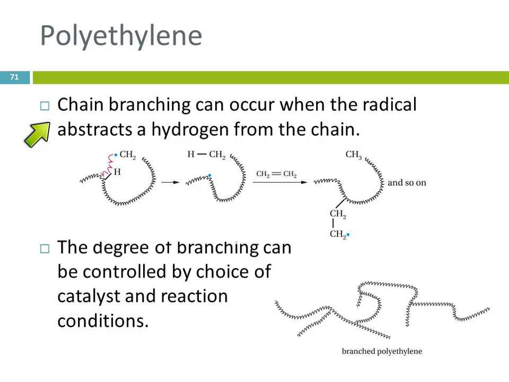You can get branching if the radical, which has always been at the end here, instead of attacking one of these ethylene units, bends over and attacks one of the carbons on the chain. Then you can form a radical in the middle of the chain, and that can attack an ethylene unit, and you can end up with branching this way, and then this branch can grow. And so you can get branched polyethylene.